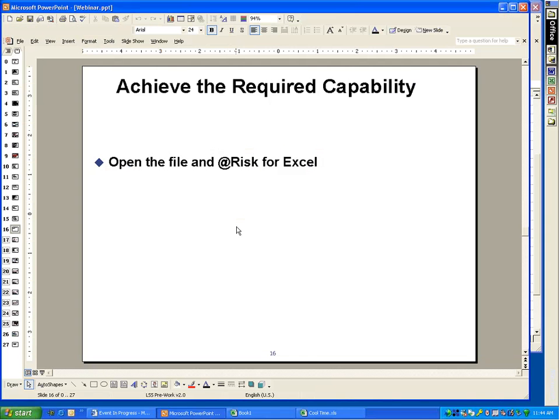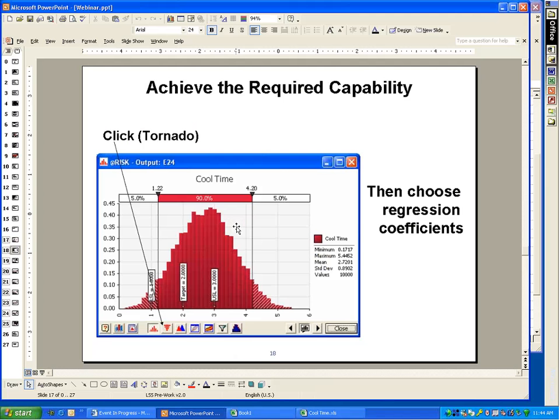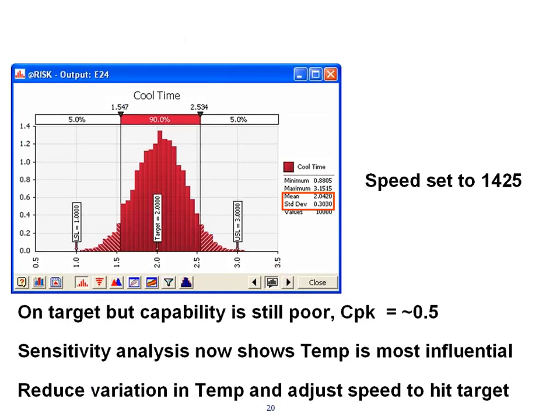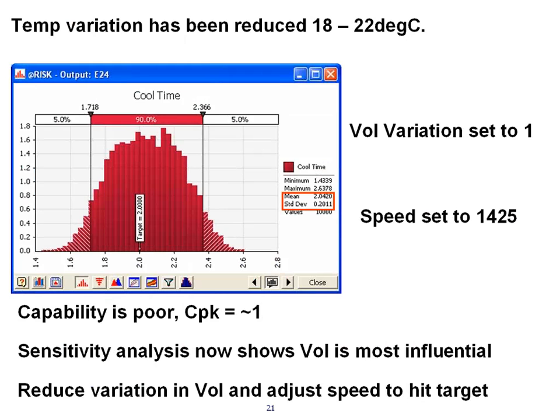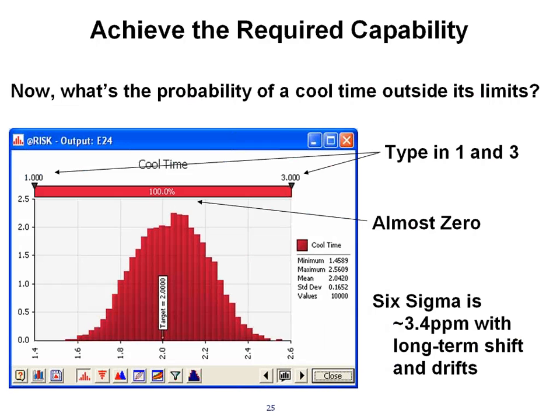If I go back into the PowerPoint, you can see some of the screenshots here from At Risk. Actually these were to be hidden slides, but this is what we went through in the Excel spreadsheet and arrived at speed values, temperature values, and also volume values. We've achieved our CPK of 2.